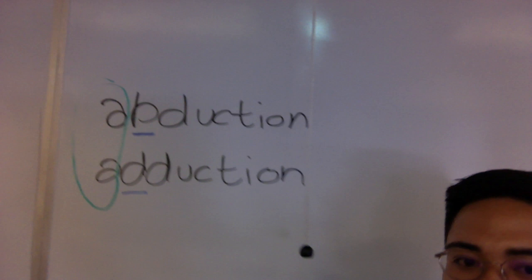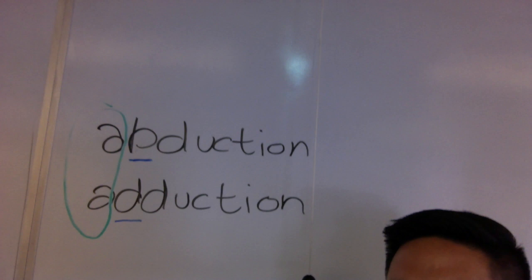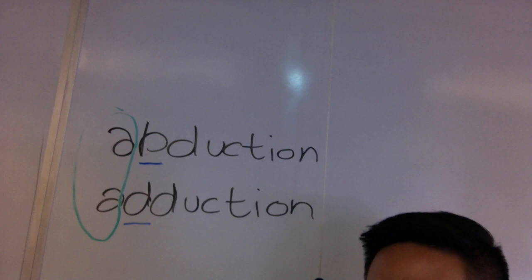See, let me show you again. So abduction, the B is looking away from the A. It's away. Abduction is away. And look at the D in adduction. The first D is looking towards the A. So adduction is towards. See? It's a mnemonic. So easy.